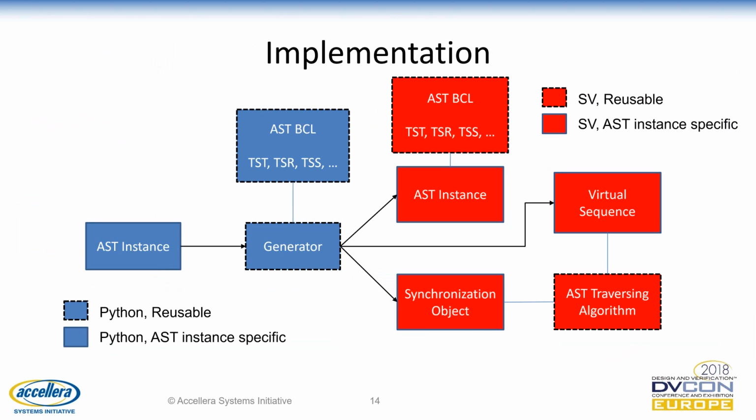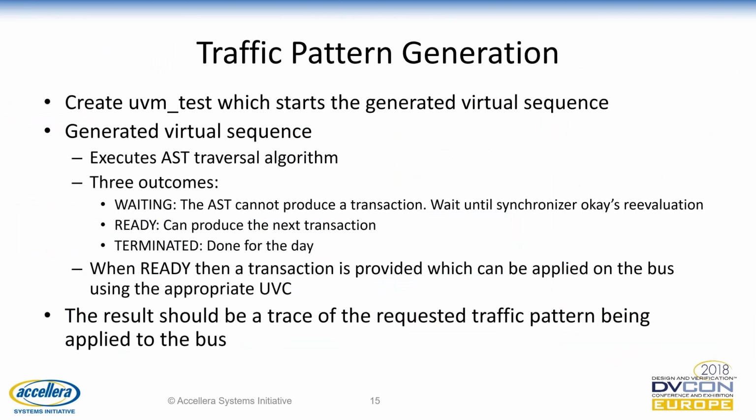So this is the part that the virtual sequence would kick off: the traversal of the tree, finding out what the next transaction should be. And then once it has gotten the next transaction, it would apply it on the bus, and then it will request the next transaction and so forth. And then it will run until the end. The tests would then start this virtual sequence, and it will execute the traversal algorithm.